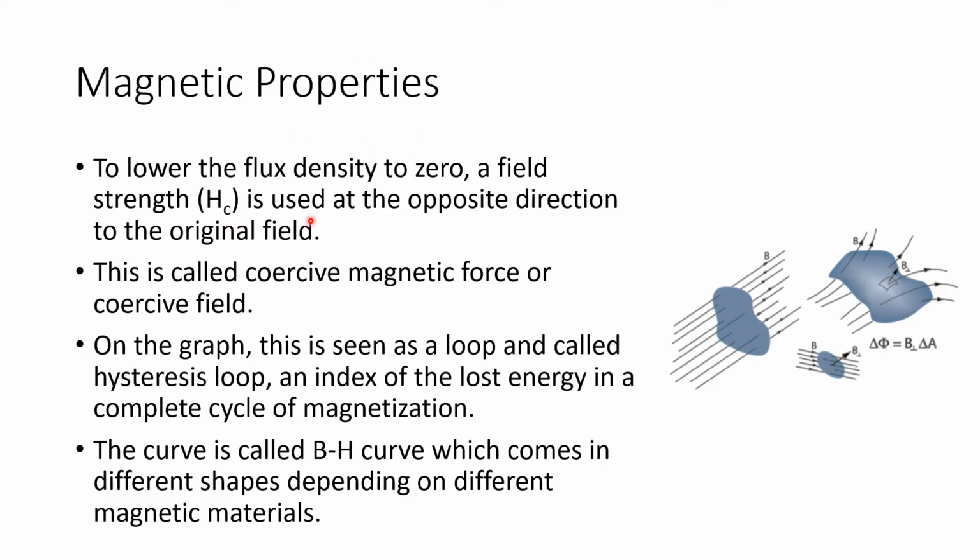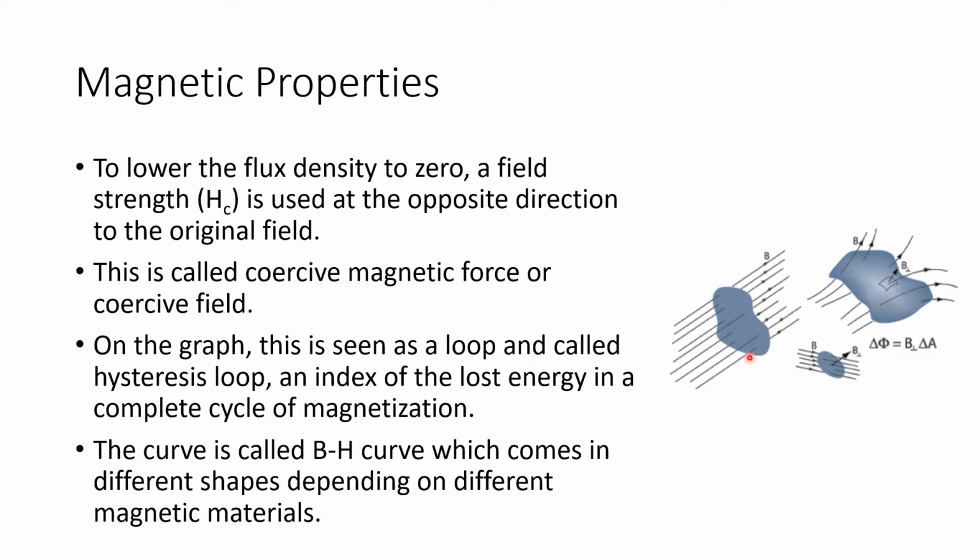The first one is H. So HC is going to be used in the opposite direction, okay, to the first original field with strength H. And we call this coercive magnetic force or coercive field.